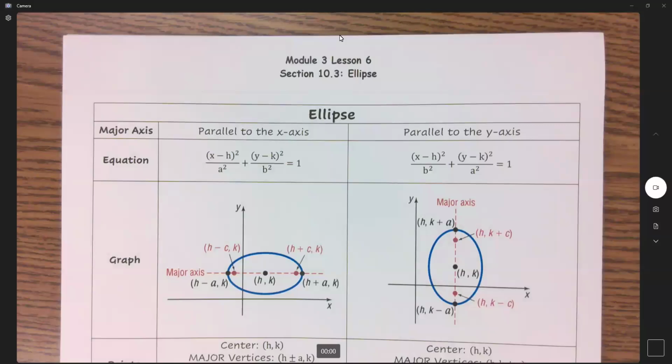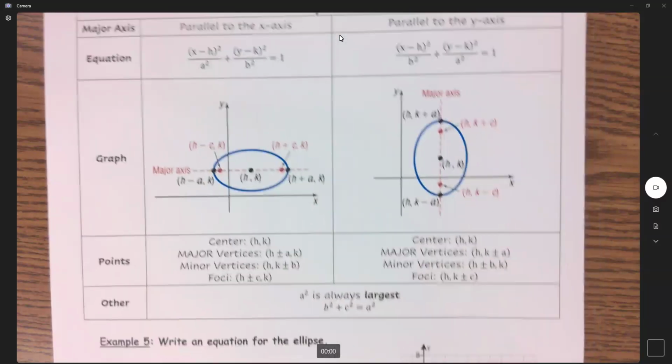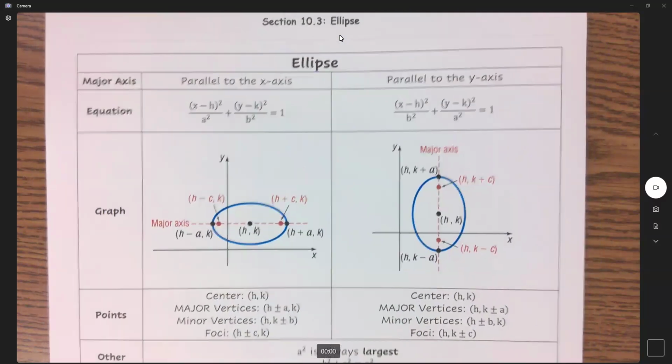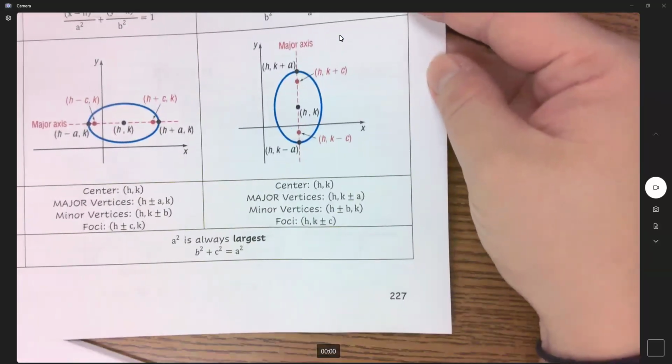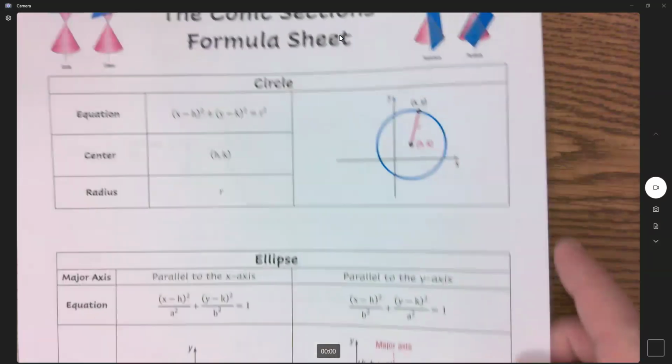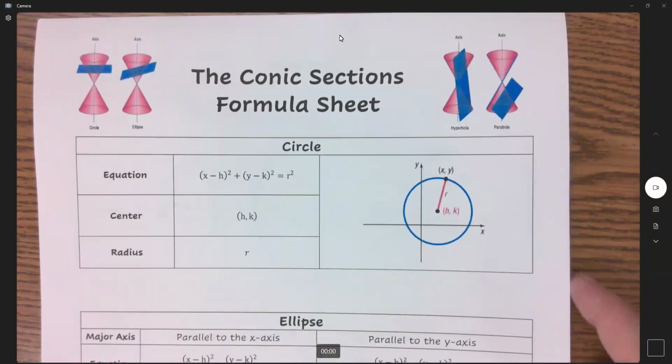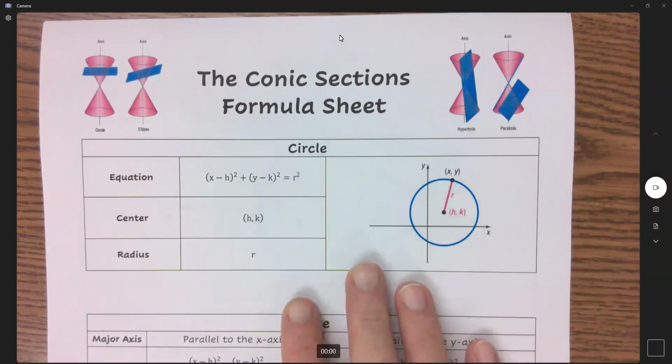All right, we are shifting to the ellipse now. On the next page of your notes, you are given this table right here. This is also given to you in the back of your spiral. For right now, it's on page 227, but that could change. But you have a conic section formula sheet, and I should have explained this with circle.